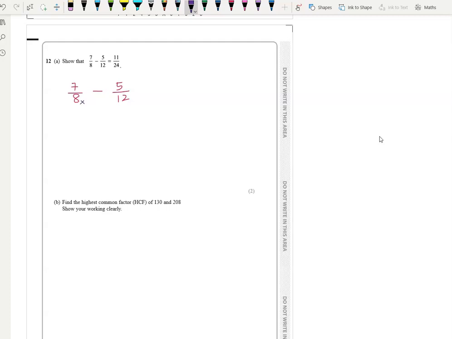Multiply 8 by 3, it becomes 24, so we will multiply the numerator as well. Similarly, 12, you want 24, so multiply by 2. So 7 times 3 is 21 upon 24, minus 5 times 2 is 10 by 24. Now they are like fractions, the denominator is the same, so write 24 once and 21 minus 10. 21 minus 10 is 11 over 24, and that's it. This is what is required.